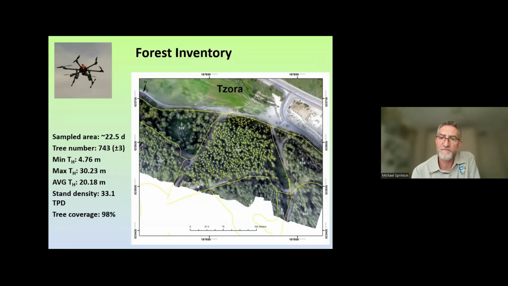And also we have a number of trees per area, which is the stand density measure that we use here in Israel. I'll talk about it a little bit later. And this is an example of the stand, how they mark the trees. These are the measures on the left that were taken from above.